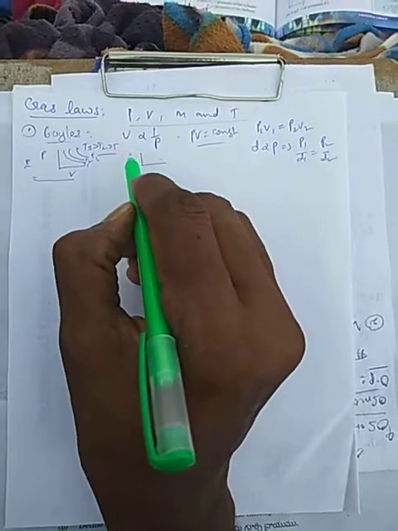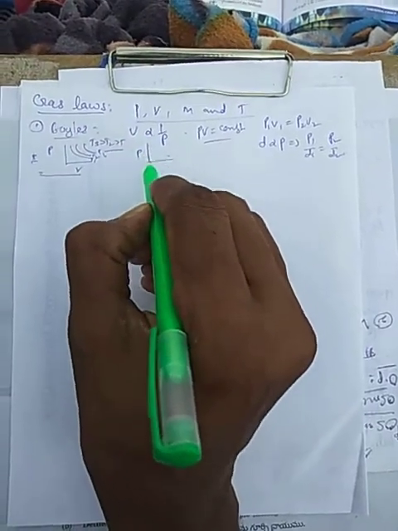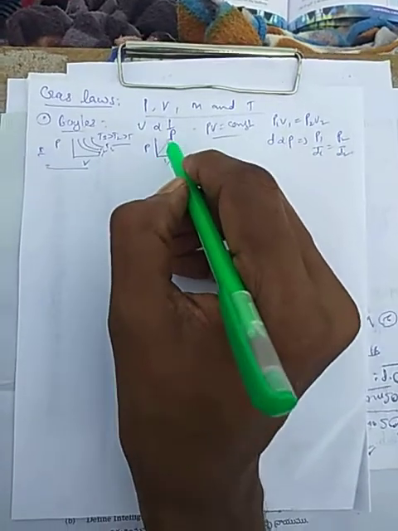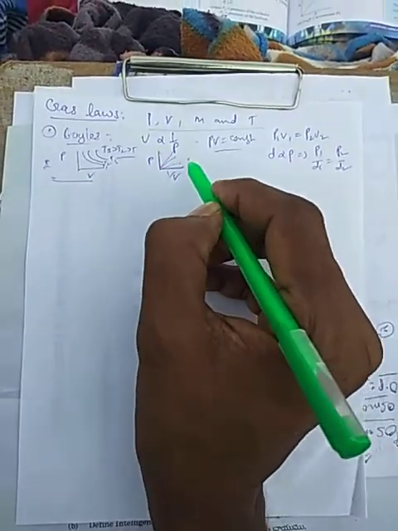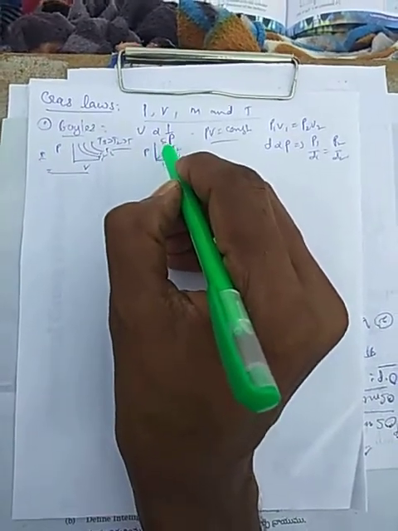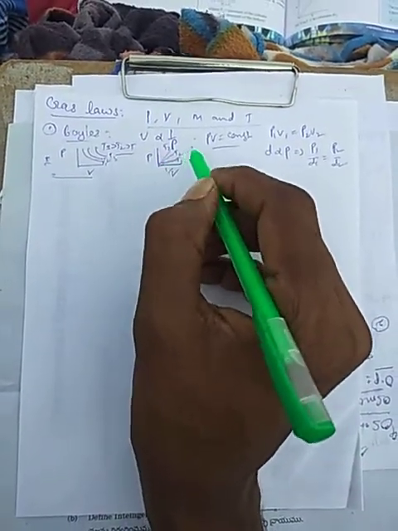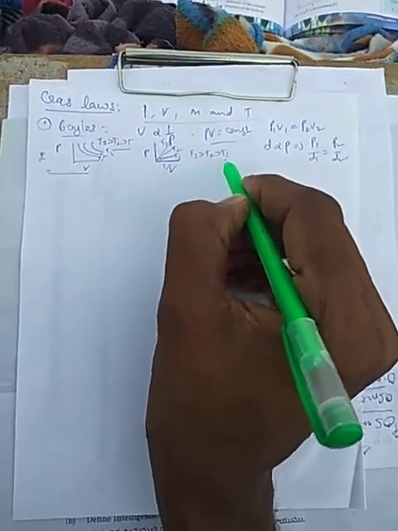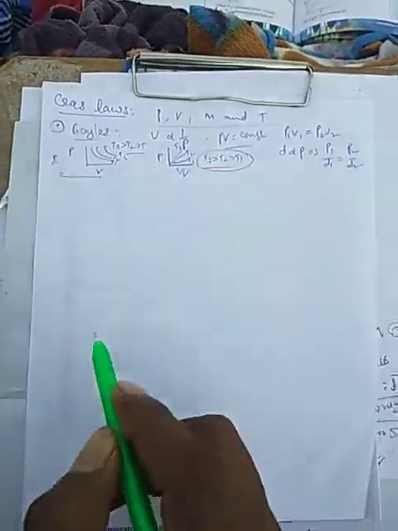The graph of P versus 1/V. Both increase. It is the T1, T2 and T3 isotherms. These are also isotherms, and the order will be T3 greater than T2 greater than T1, according to Boyle's law.